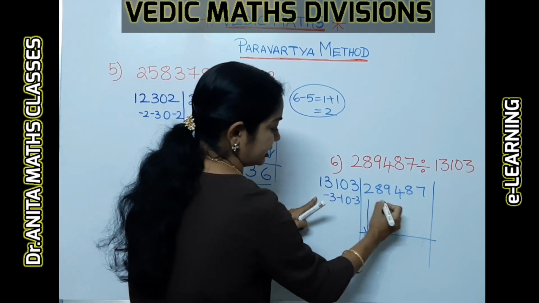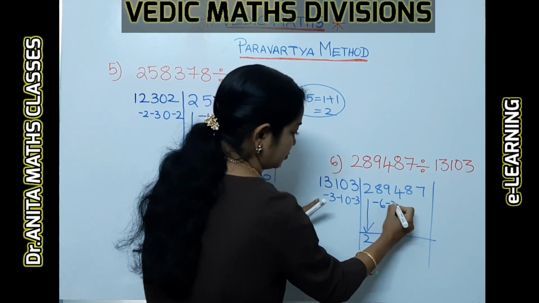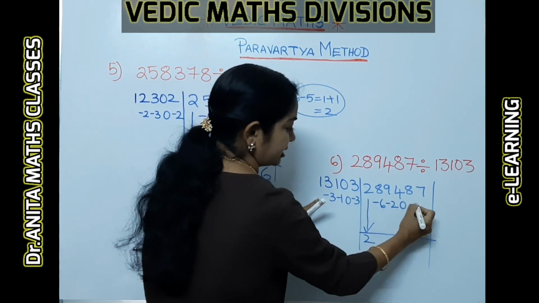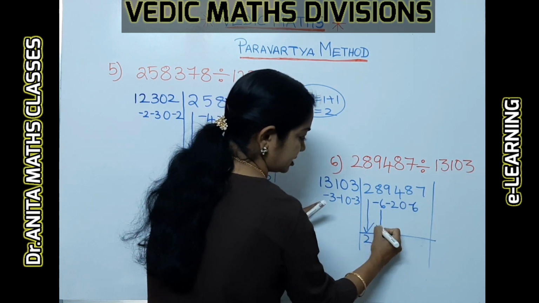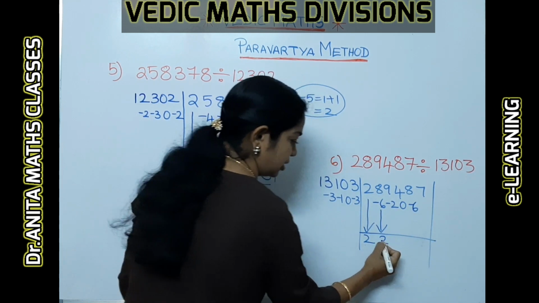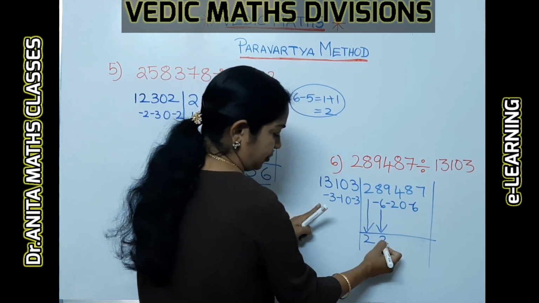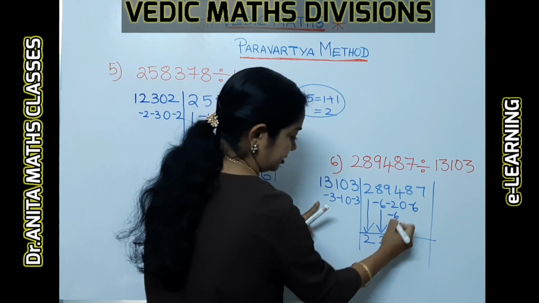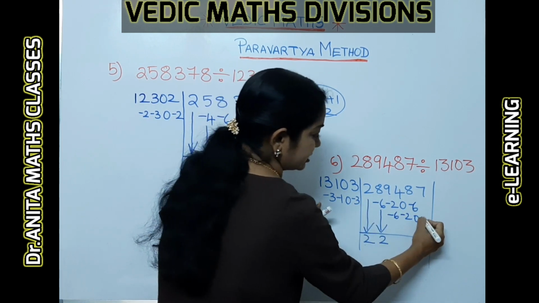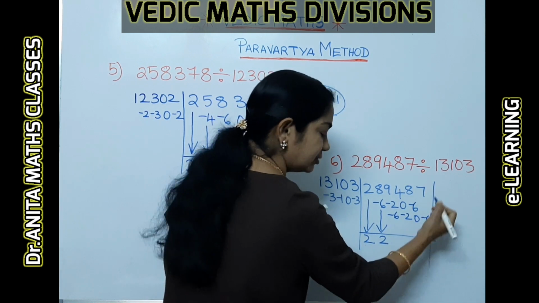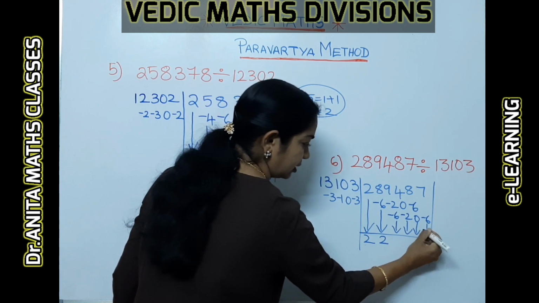Multiplying it with the transpose. 2 into minus 3 is minus 6. 2 into minus 1 is minus 2. 0. 2 into minus 3 is minus 6. So subtract: 8 minus 2 is 6. Again multiply it here and write it in the third row. Minus 6 here. 2 into minus 2, 0 and minus 6. So the last number is included. We have to stop the division. Just subtract all the numbers.